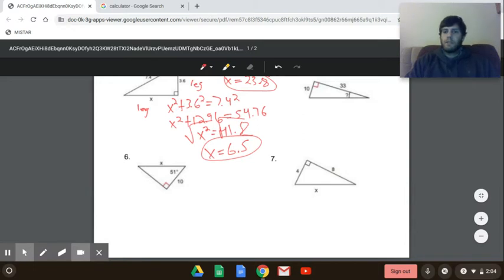Okay, number 7. They're giving you two sides and you need to find the third side. So that's the Pythagorean theorem: a squared plus b squared equals c squared. Okay, your legs are next to the right angle and your hypotenuse is across.